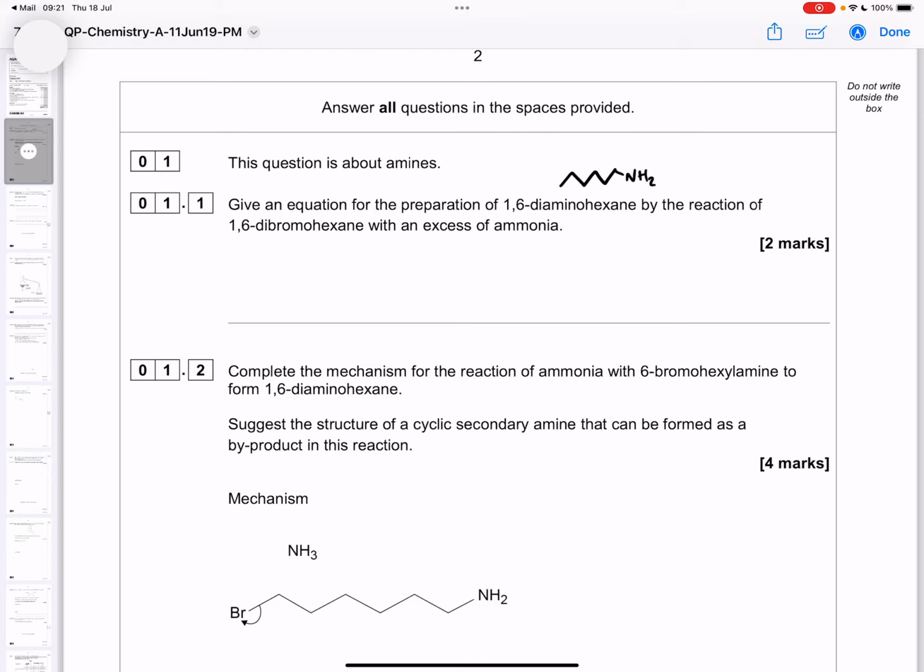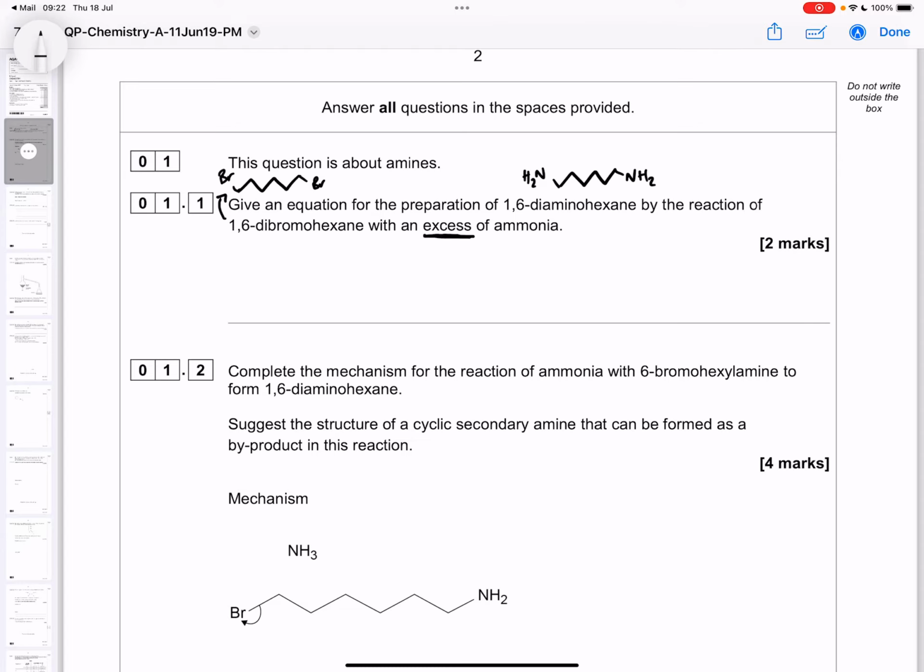So on the end of our hexane chain, we want to put an amine group at each end, 1 and 6. And we want to form it from 1,6-dibromohexane. 1, 2, 3, 4, 5, 6, and put a Br on each end. And it's with an excess of ammonia, so that's quite important. So let's just have a look.